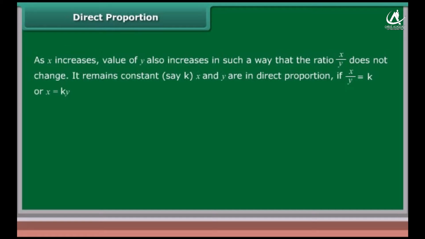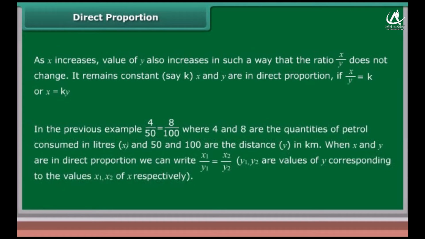X and Y are in direct proportion if X upon Y is equal to K, or X is equal to KY. In the previous example, 4 upon 50 is equal to 8 upon 100, where 4 and 8 are the quantities of petrol consumed in liters, X, and 50 and 100 are the distance Y in kilometers. When X and Y are in direct proportion, we can write X1 upon Y1 is equal to X2 upon Y2, where Y1, Y2 are values of Y corresponding to the values X1, X2 of X respectively.